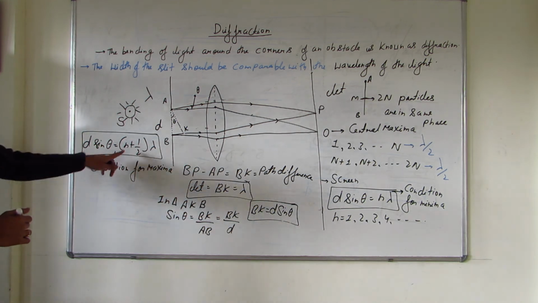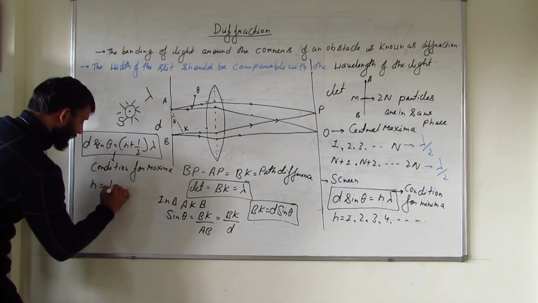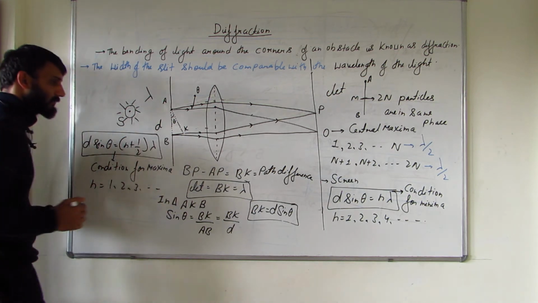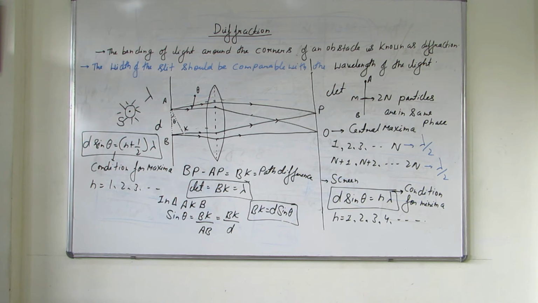And again it can be 0, 1, 2, 3 and so on. So these will be the values, and should be 1, 2, 3 and so on. So these are the conditions for maxima and minima, and this is how we can explain them.